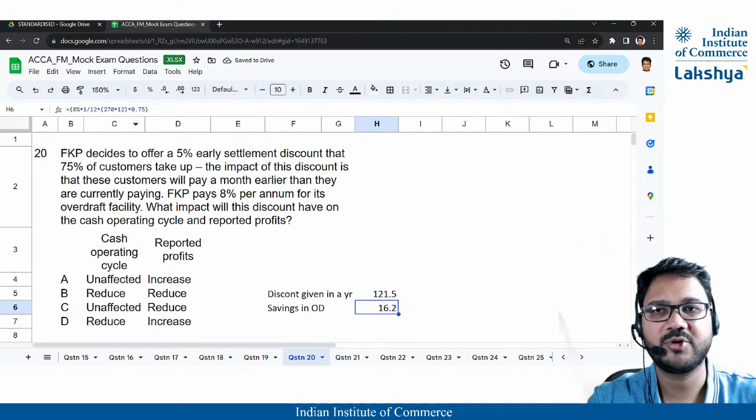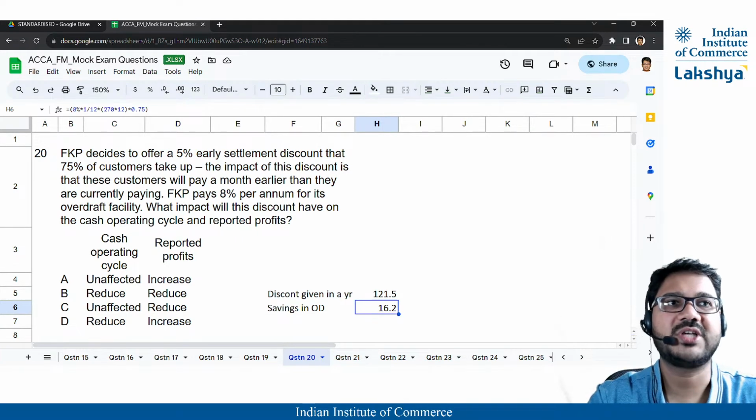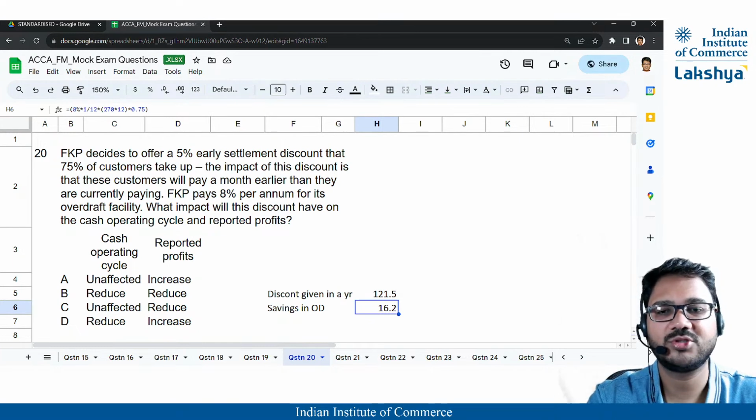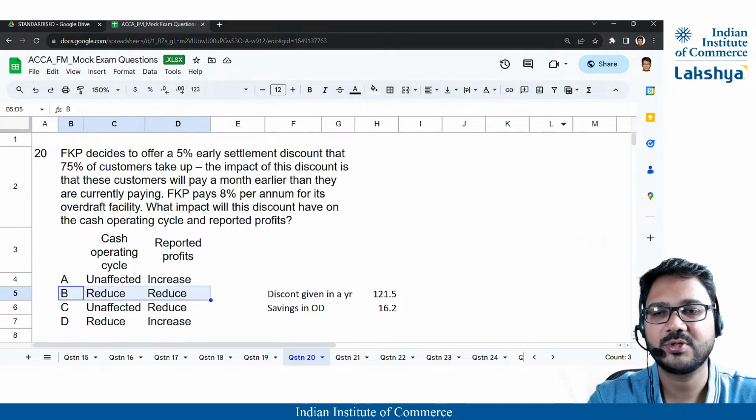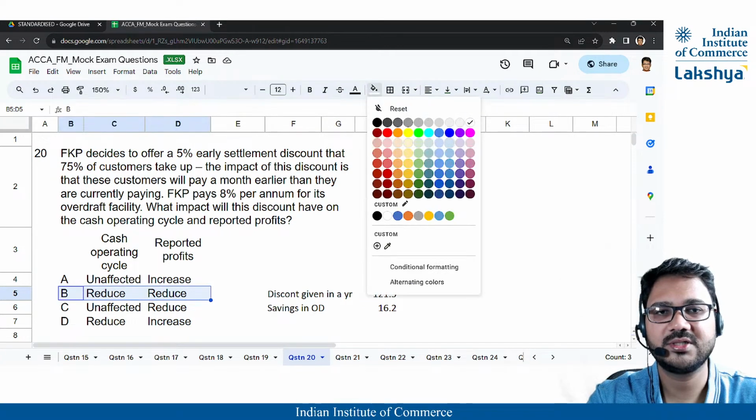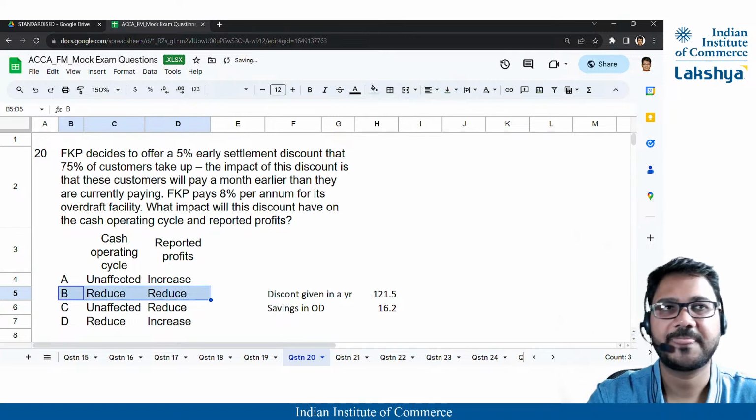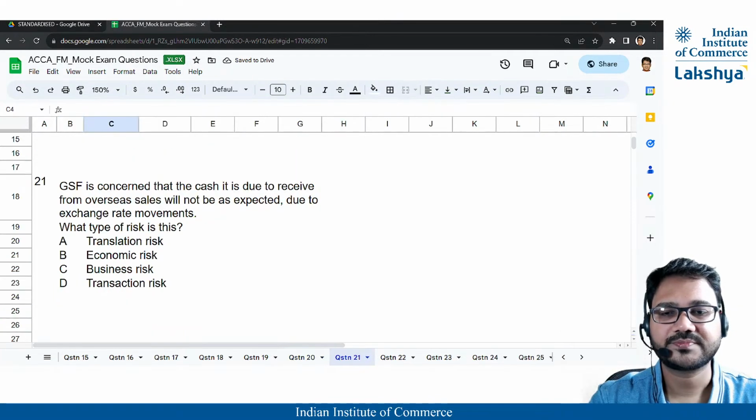So 16.2. The savings are not able to justify the costs. So what's going to happen? Cost is more, so our profitability is going to reduce. So B is the correct answer. All right.